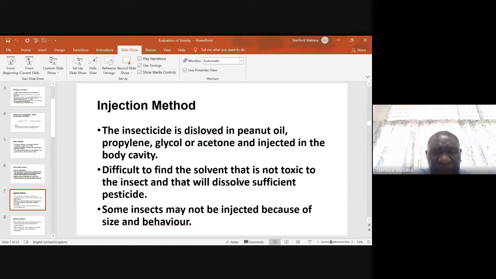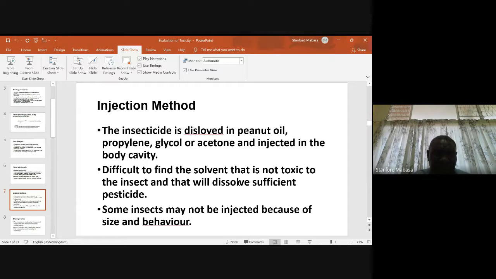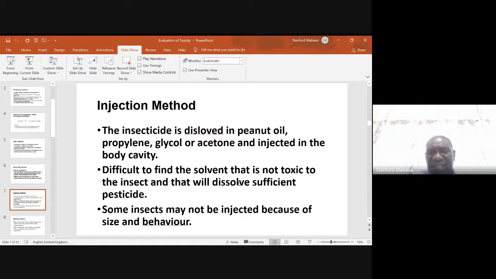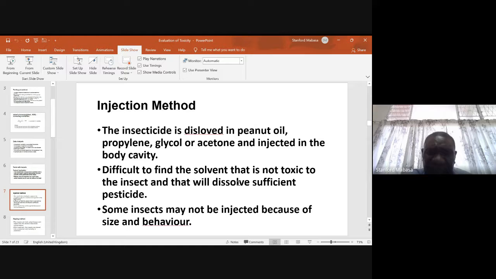Another more or less similar method is known as the injection method. In the injection method, you take your insecticide and dissolve it in peanut oil. If you don't have peanut oil, you use propylene. If there's no propylene, you can use glycol, or again, you can use acetone. After dissolving the insecticide, now you can inject the mixture into the body cavity.